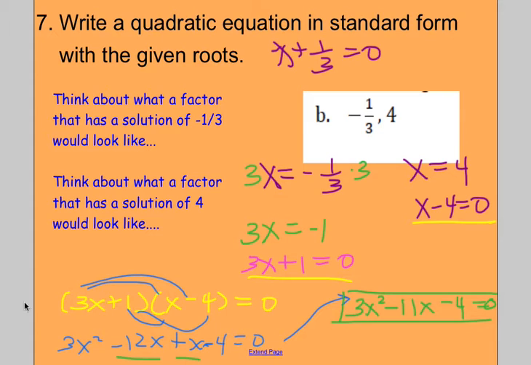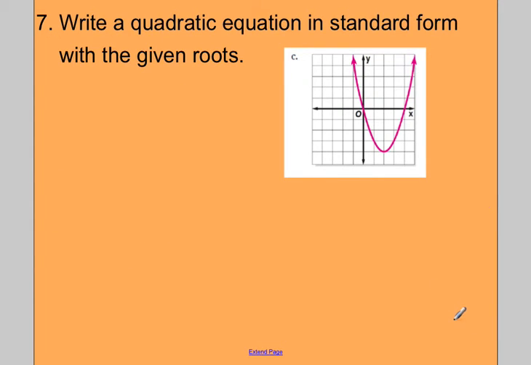Lastly, we have 7c. Okay, it says write a quadratic equation in standard form with the given roots. This time, they didn't just tell us what the roots are, but we just find them from the graph. We need to remember the roots are where it touches the x-axis. So it touches the x-axis here at x equals 0, and it touches here at 1, 2, 3, 4, x equals 4. So those are my two answers. So I have x equals 0 and x equals 4.